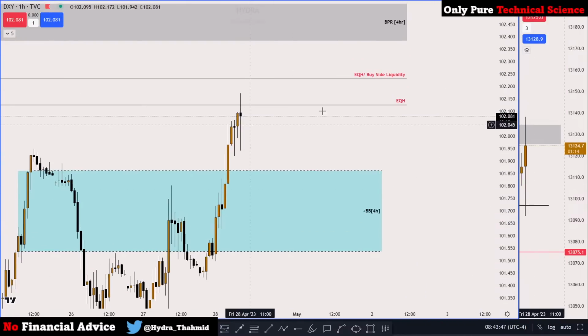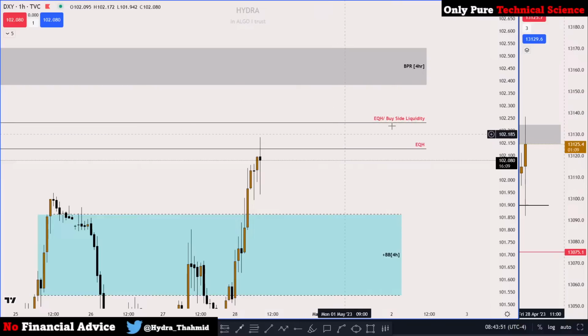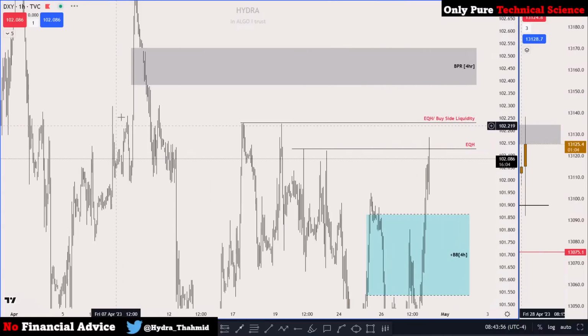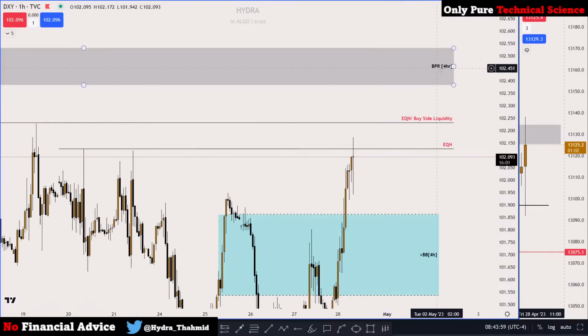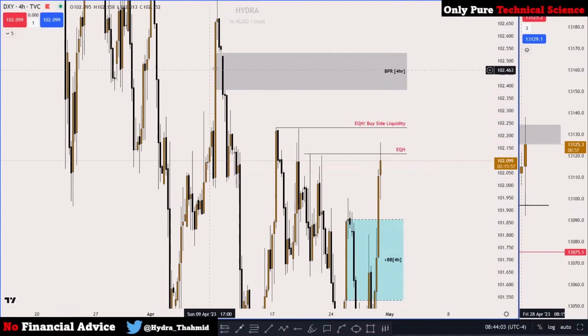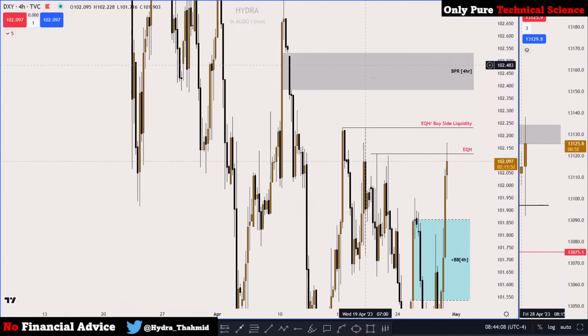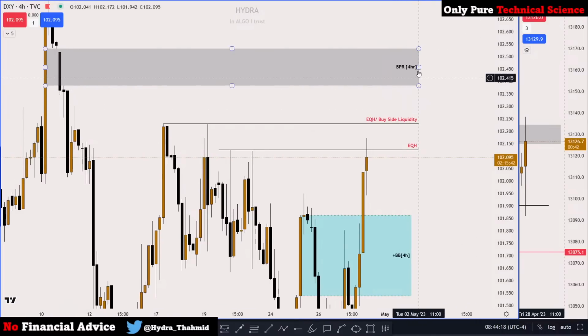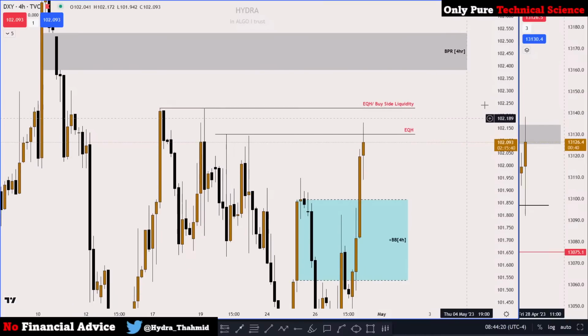If dollar wants to drop from this equal high, I'm not expecting a drop from this equal high, to be honest. I want to see price smashing through this equal high that we have above, and then going to this BPR, balanced price range, visible on the 4-hour chart. That's a fair value gap here, that's a CB, and that's another fair value gap here that aligns with this BPR, right next to it. So I can see two fair value gaps right next to each other. So that's a balanced price range, and I'm expecting a run on here and then a drop.